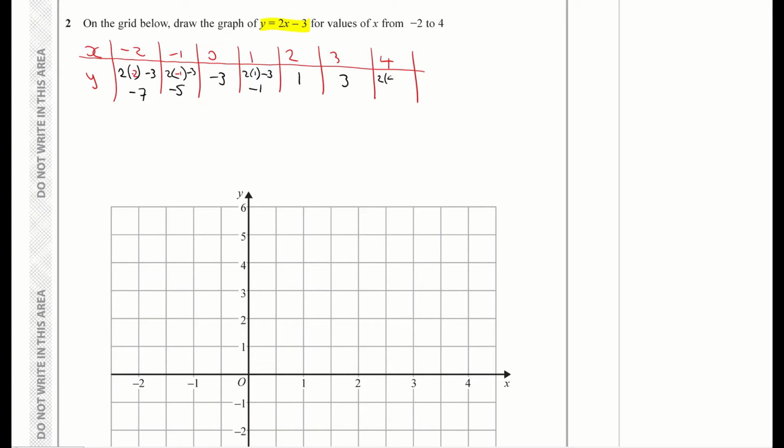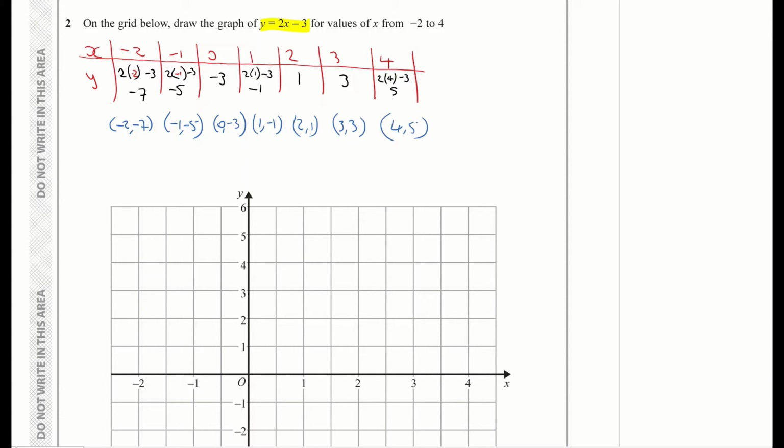It's 2 bracket 4, take away 3. 2 4s are 8, take away 3 is 5. So there are my corresponding y values. If I then write down my points, I have my first point, which will be my x followed by my y. X followed by my y. (-2, -7), (-1, -5), (0, -3), (1, -1), (2, 1), (3, 3), and (4, 5).